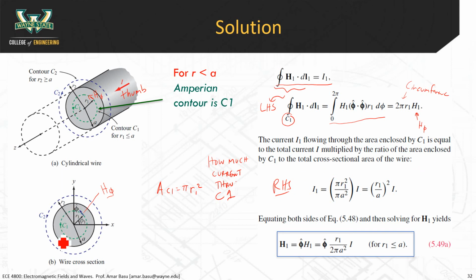The area of the entire conductor is equal to pi a squared. So all we're saying is that the amount of current going through the circle C1 is some fraction of the total current going through the entire wire. The fraction is equal to the ratio of areas, pi r1 squared over pi a squared. Multiply that by the total current I, and this is the current through C1.